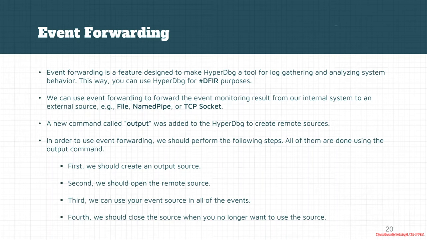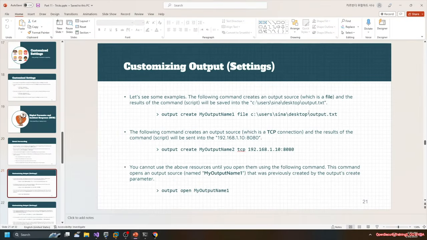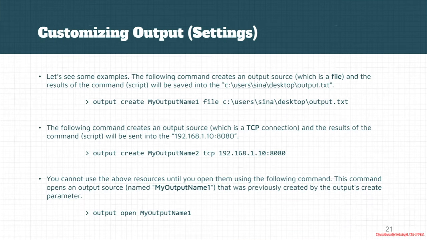And a new command called output is added to HyperDbg to create or access the remote resources. So if we want to use event forwarding, we have to follow several steps. First, create a resource, then we should open the remote resource, and then we can use this resource in all of the events. At last, we should also consider closing the resource. Now let's see how we can use this command. Let's just go through this slide, and then we will see an example.